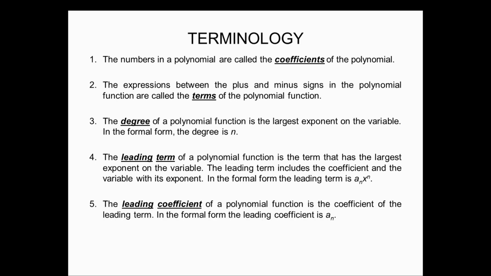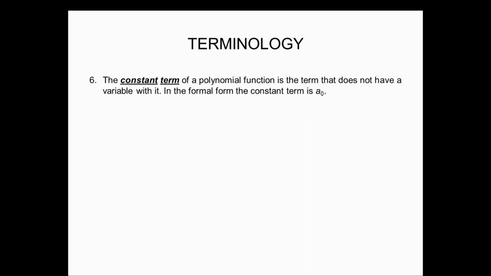Number 5, the leading coefficient of a polynomial function is the coefficient of the leading term. In the formal form, the leading coefficient is a sub n. Now remember, the leading coefficient is a number, the leading term is a number and a variable. Number 6, the constant term of a polynomial function is the term that does not have a variable with it. In the formal form, the constant term is a sub 0.